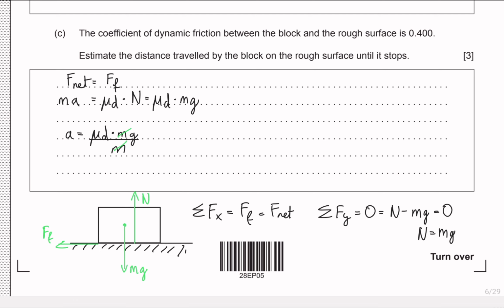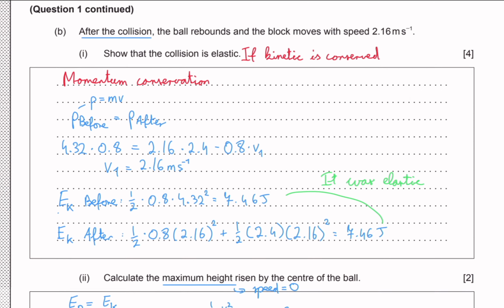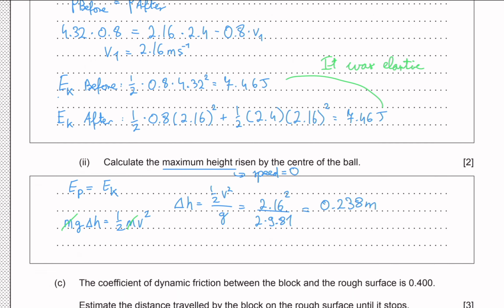So we need to plug in fewer things into our calculator. So this is just 0.4 times 9.81. This will give us 3.924 meters per second squared. And so now we know the acceleration, and we also know the initial speed of the block, as that was given here, 2.16.